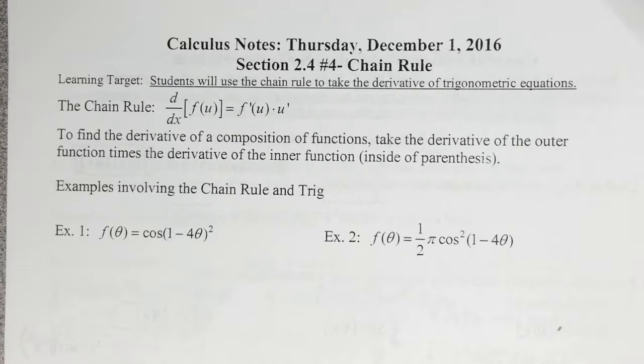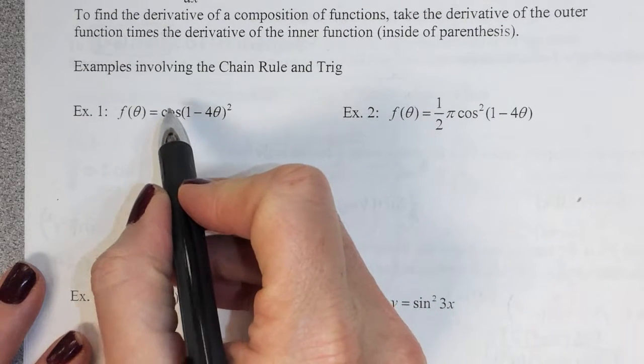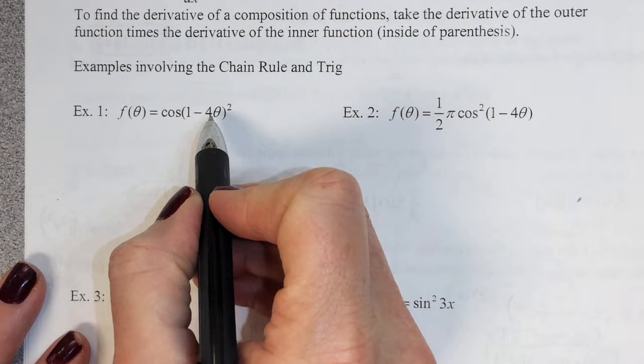Hi, so this is chain rule part 4. So we're just going to do some problems that are a little more extensive, just kind of building on the ones that we've done. So let's take a look at example 1. Notice on this one, it's the cosine of this.